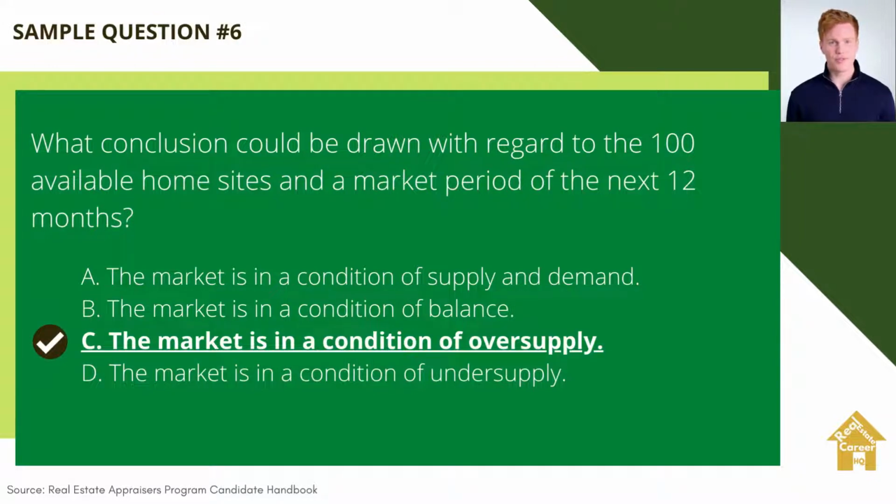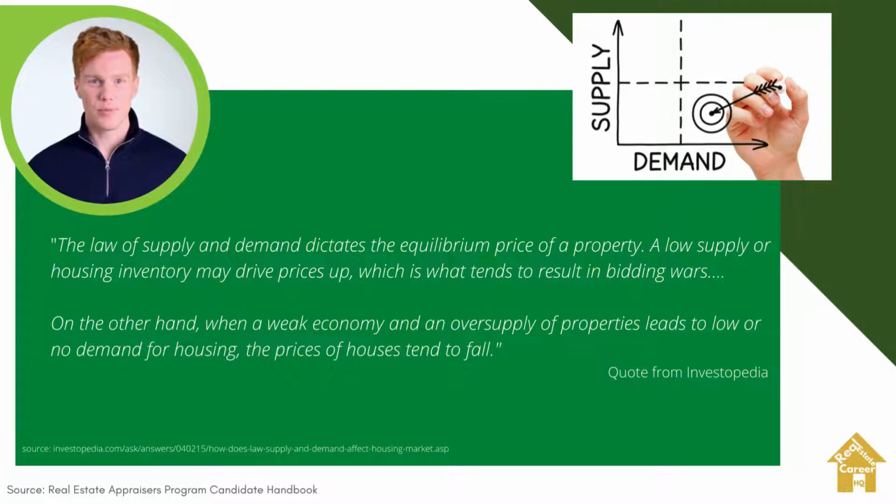The correct answer is C. The market is in a condition of oversupply. The law of supply and demand dictates the equilibrium price of a property. A low supply or housing inventory may drive prices up, which is what tends to result in bidding wars. On the other hand, when a weak economy and an oversupply of properties leads to low or no demand for housing, the prices of houses tend to fall.